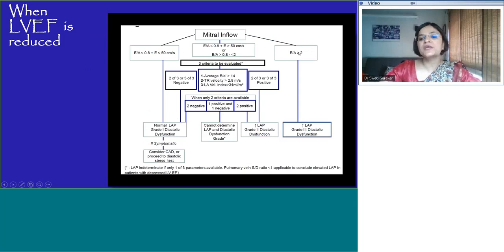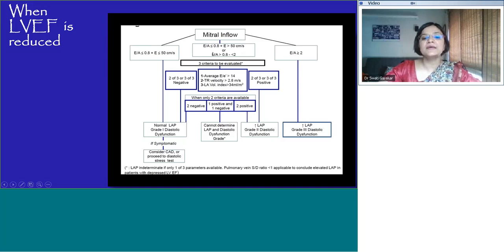So that's when you first look at your E by A ratio, and if it is abnormal, which in adults means a ratio more than 2, directly you're looking at elevated left atrial pressure and grade 3 diastolic dysfunction. They've made it really simple. Secondly, at the other extreme, if it is less than 0.8, you have grade 1 dysfunction.